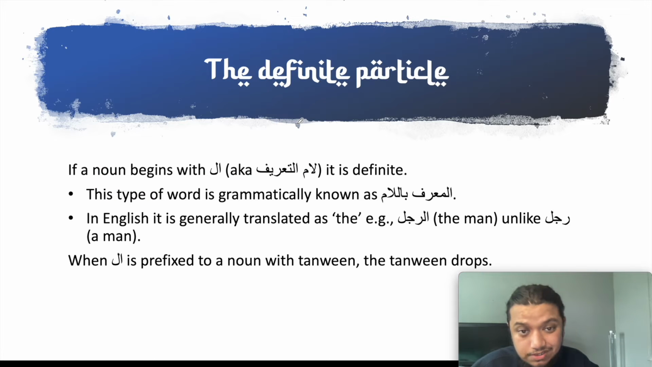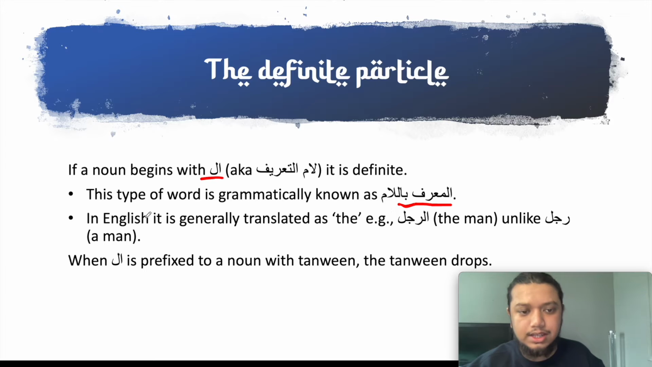And this brings us to the definite particle. If a noun begins with the letters alif and lam, also known as the lam at-ta'rif, it is definite. This type of word is grammatically known as al-mu'arraf bil-lam, and in English this alif lam is generally translated as the. So in the example above we have ar-rajulu, the man, as opposed to the rajulun, a man, in the previous example.